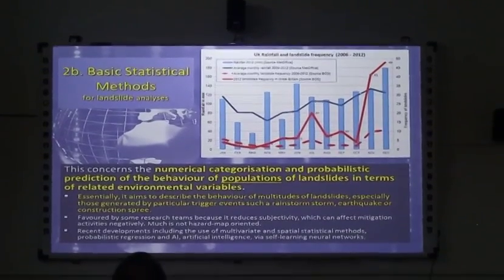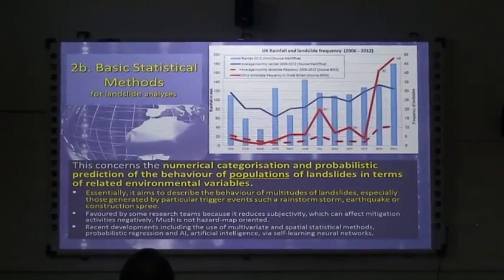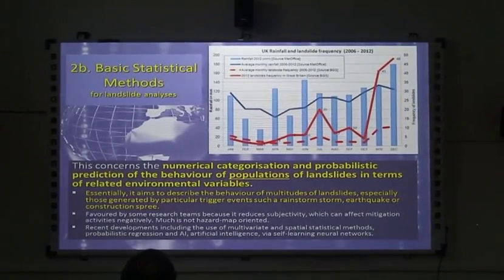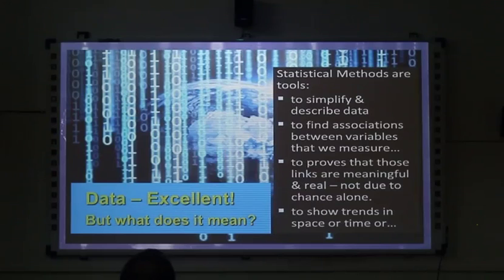Basic statistical methods. We went through this in the main series. It's about numerical characterization and prediction of the behavior of populations of landslides. Statistical method is used because it's objective, removes bias. Statistical methods are simply tools. Some people are terrified, but they are just tools.